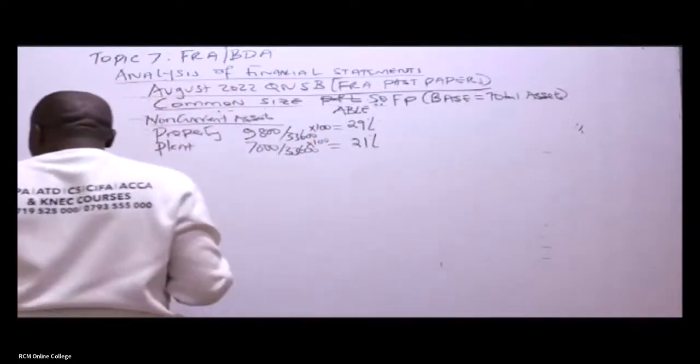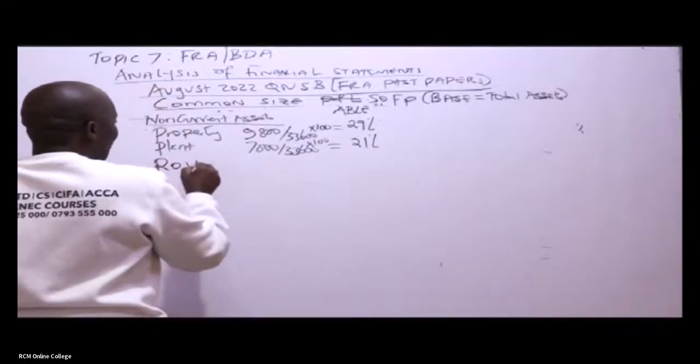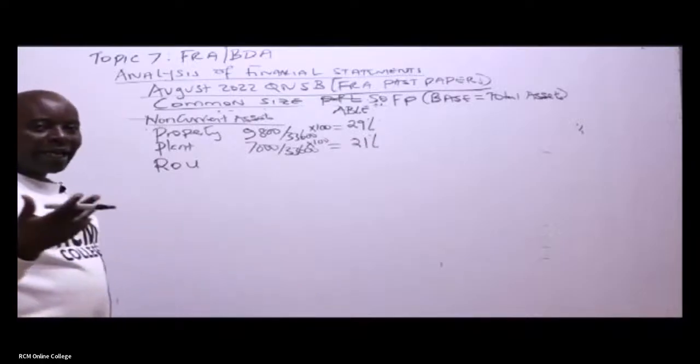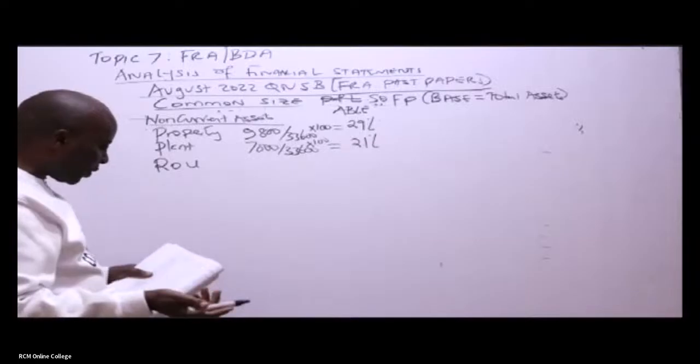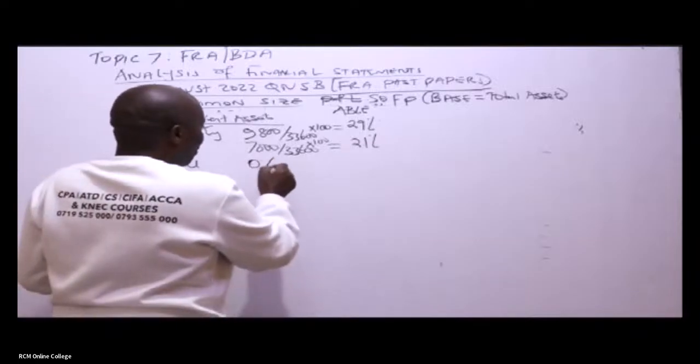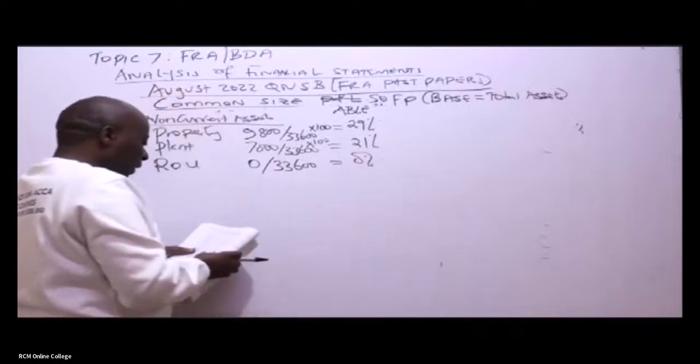From there, we have the lease right of use, ROU. ROU is right of use arising from lease assets, of which I can see that is 0 divided by 33,600. So this basically is nothing, 0%.